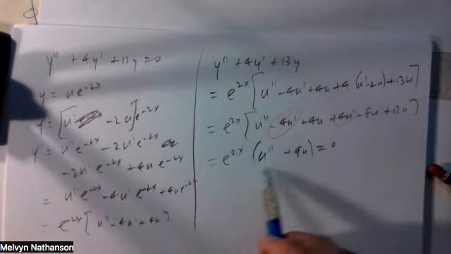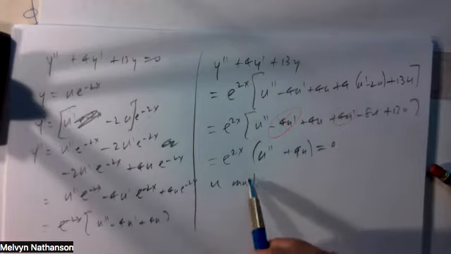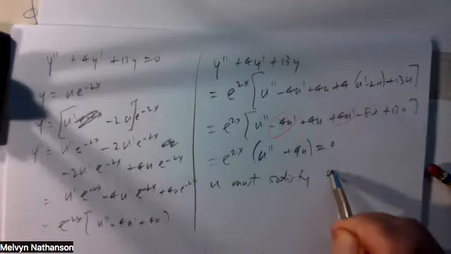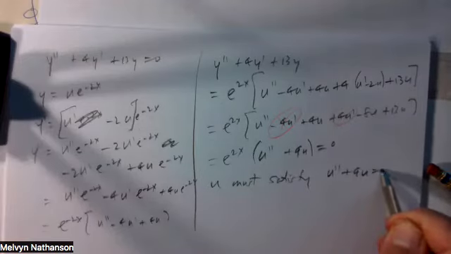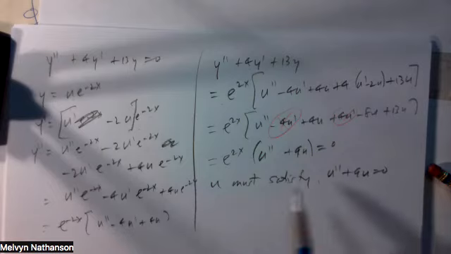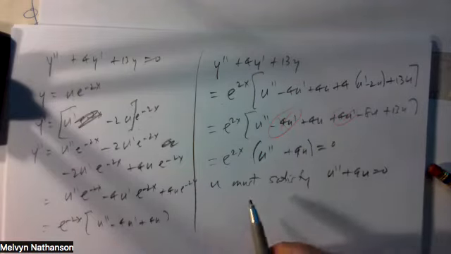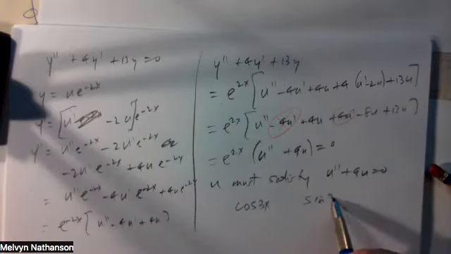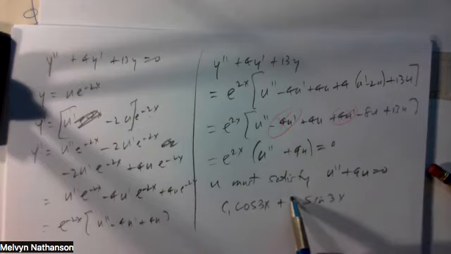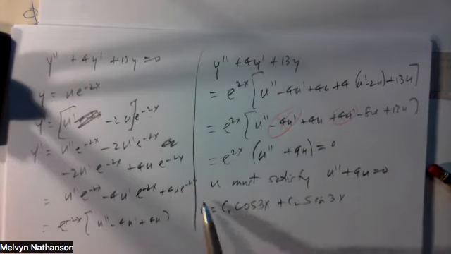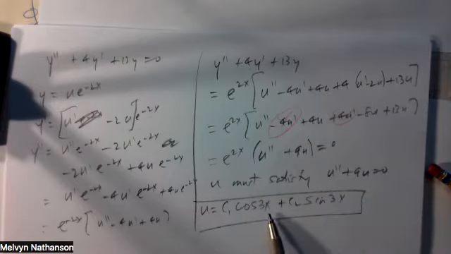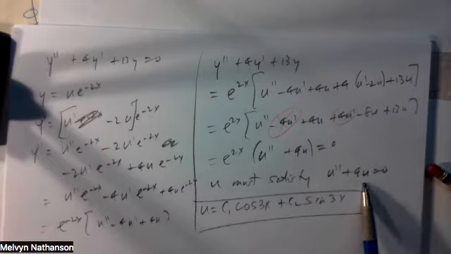Now, u must satisfy, because this is not 0, it's an exponential, u double prime plus 9u equals 0. And solutions of this equation are cosine of 3x and sine 3x, so any linear combination of them. Right? Because if you take the cosine or the sine, you differentiate twice, you get minus 9 times what you started with. So you get a solution of this.